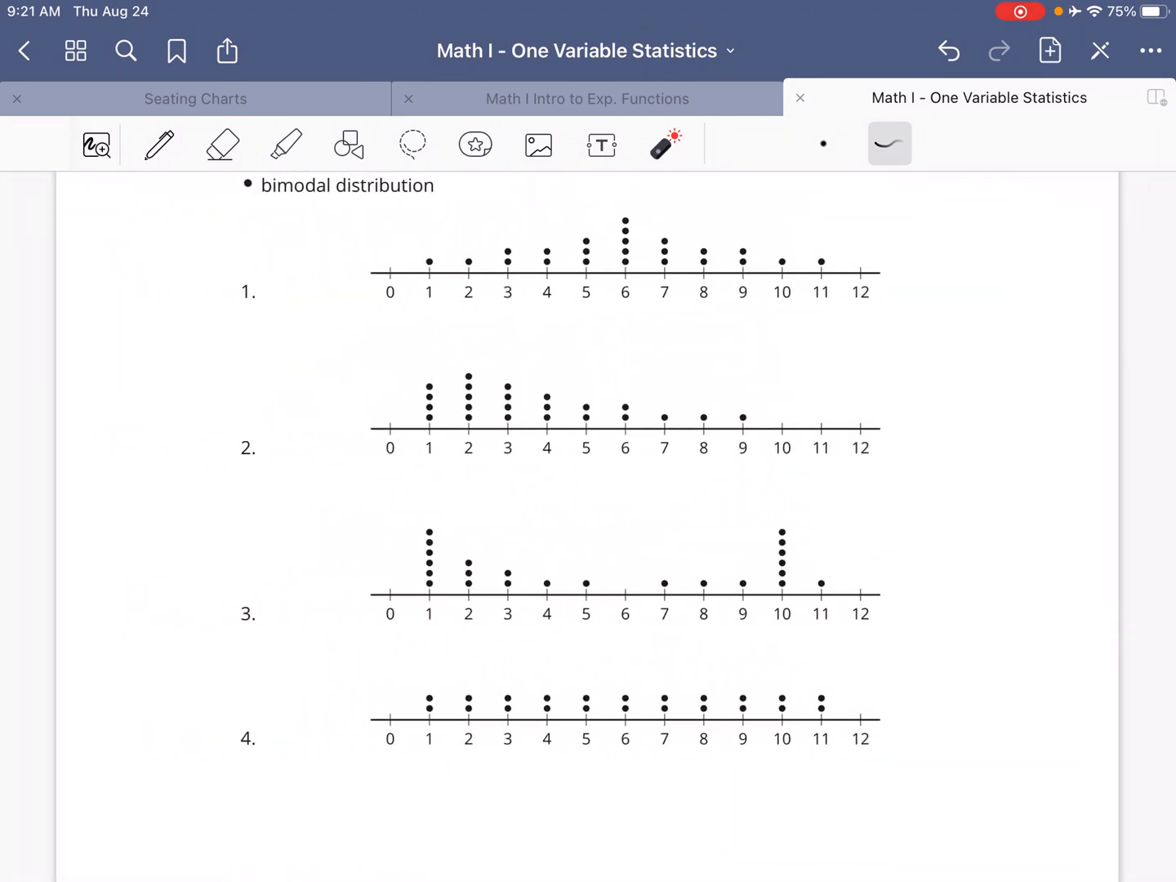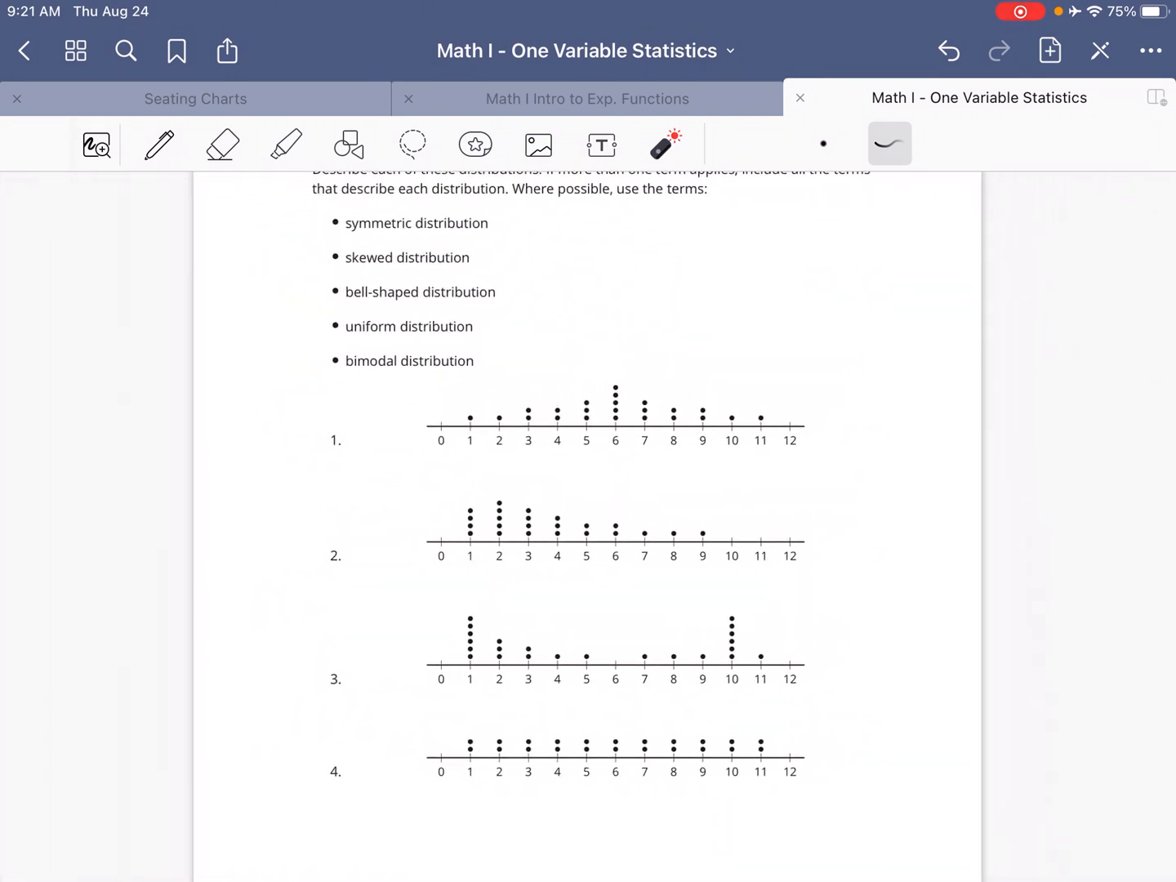All right, so in your cooldown, what you have to do is look at each of these four distributions and label it as symmetric or skewed. That's the first thing you're looking for. Is it symmetric or is it skewed? Now, in the symmetric category, is it a bell-shaped distribution? Is it a uniform distribution? Or is it possibly bimodal?